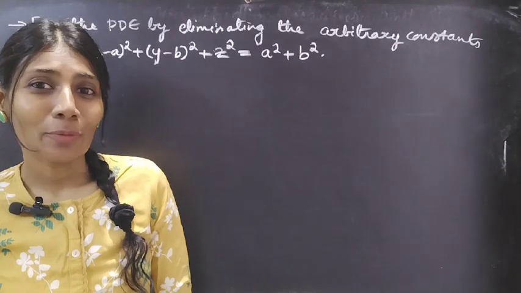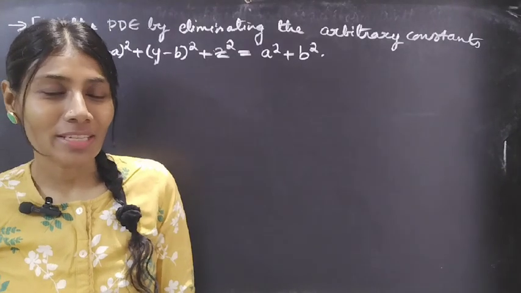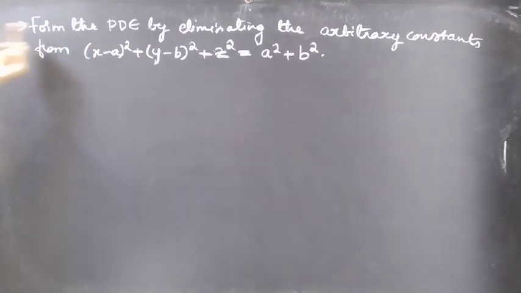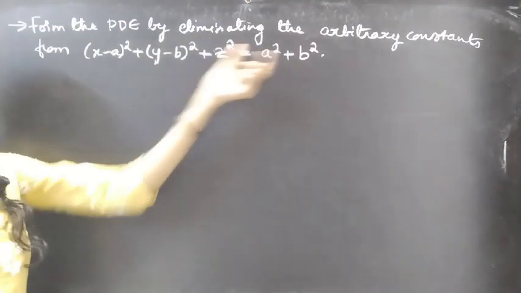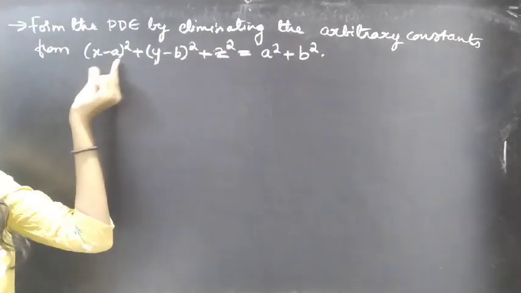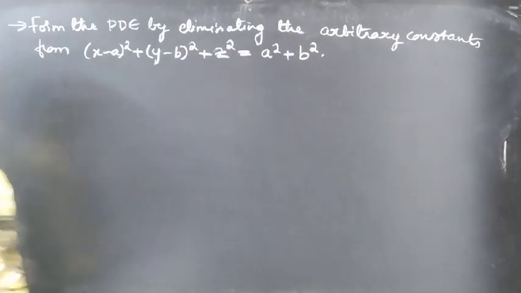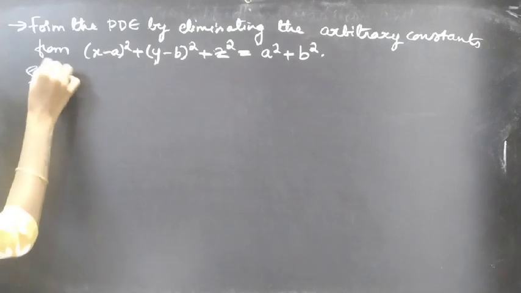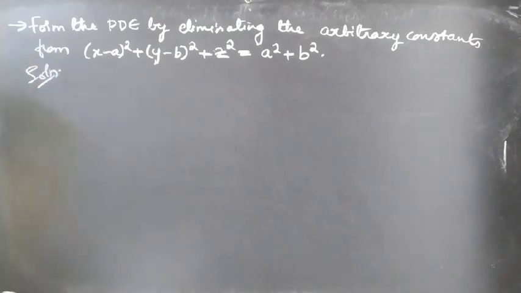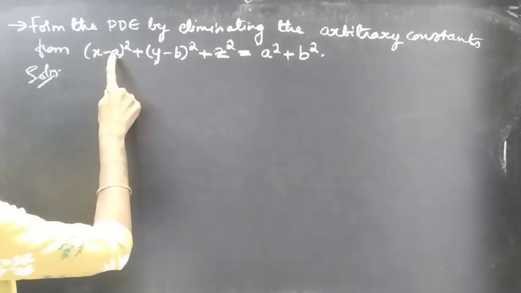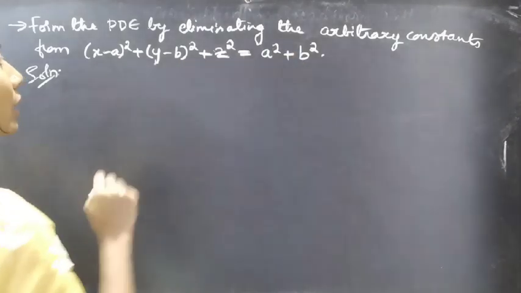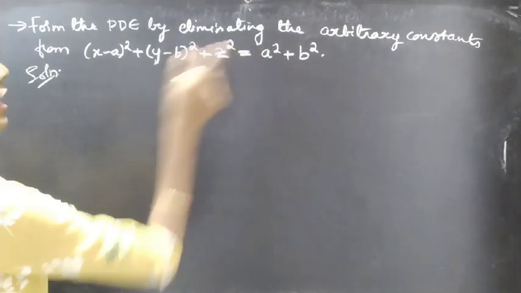In this video, we're going to see a problem from partial differential equations. So let's get going. Problem: form the partial differential equation by eliminating the arbitrary constants from (x minus a) whole square plus (y minus b) whole square plus z square equal to a square plus b square. Now we are asked to find or form a partial differential equation by eliminating the arbitrary constants a and b from the given equation.